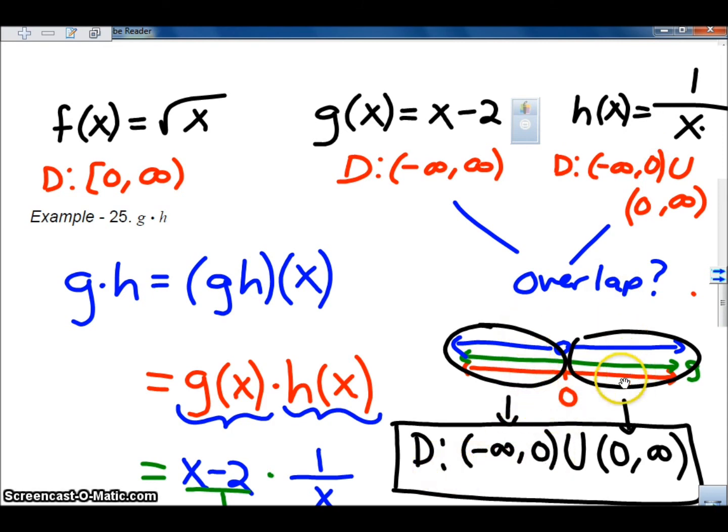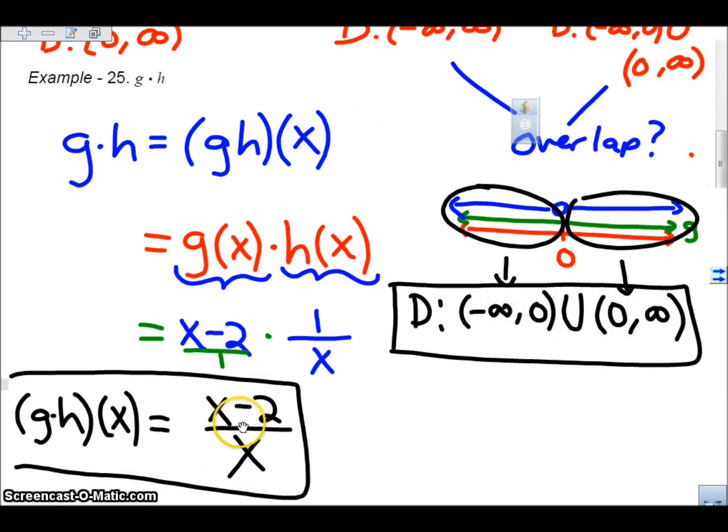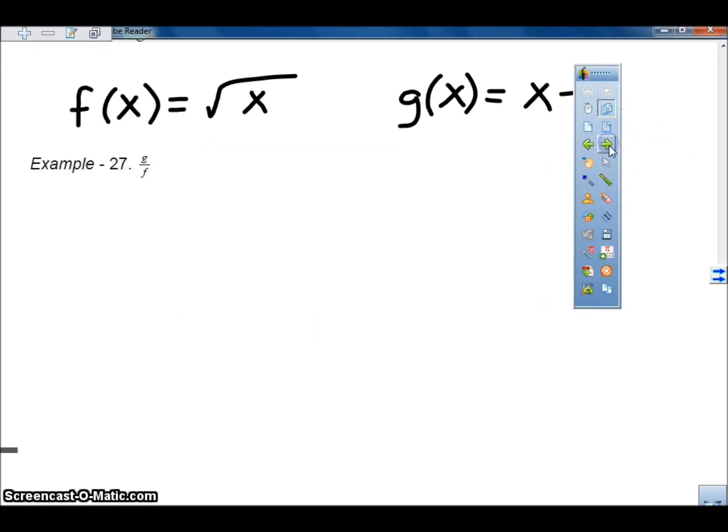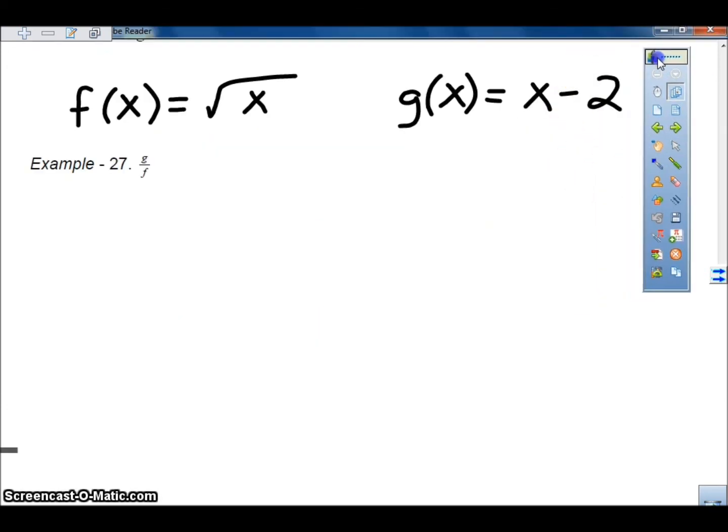But again, you want to find where they're overlapping each other. That's the domain of the new function that you've just created. So the new function is (x minus 2) over x, and its domain would be negative infinity to 0, union 0 to infinity.